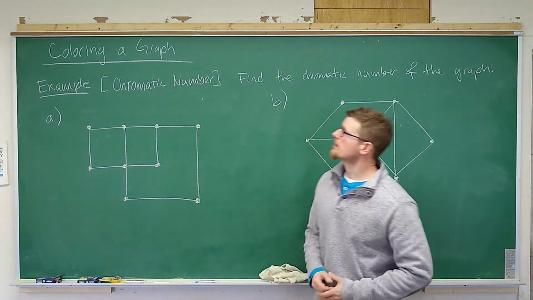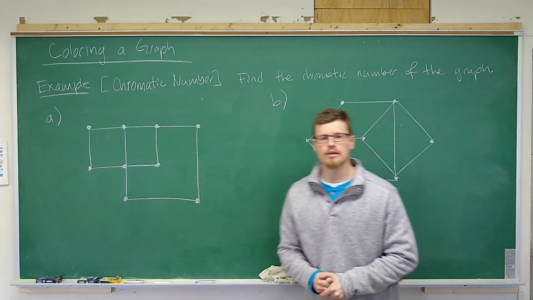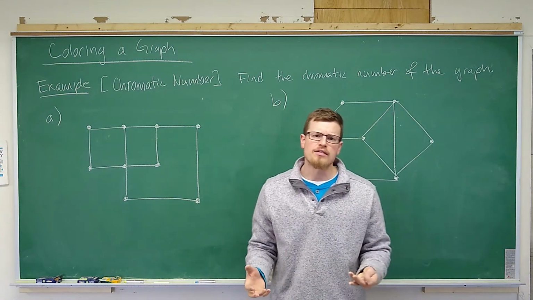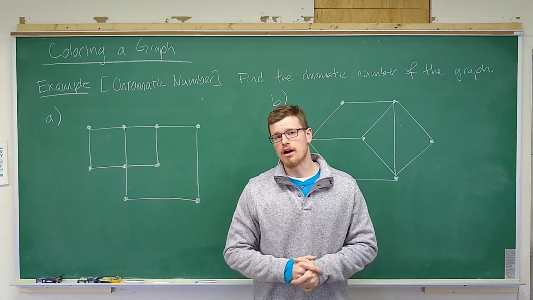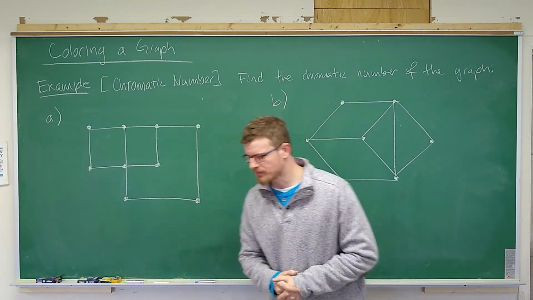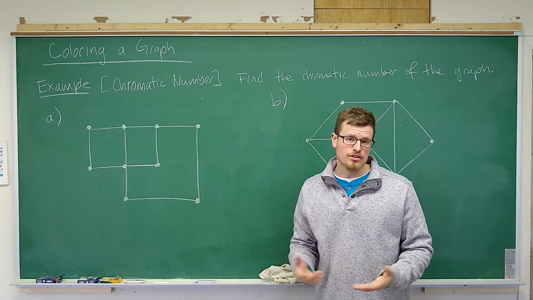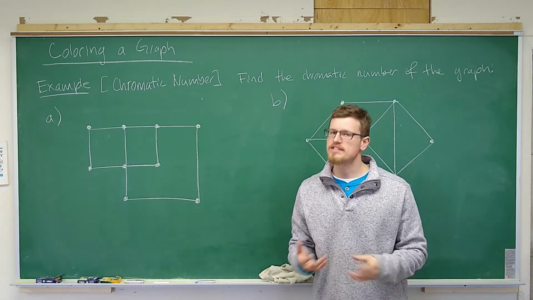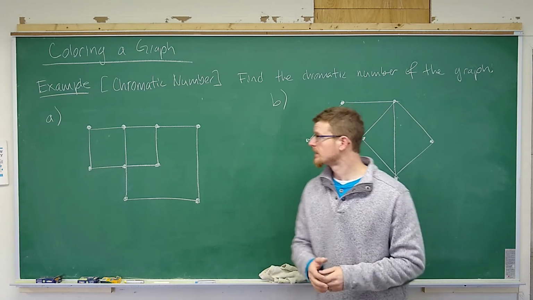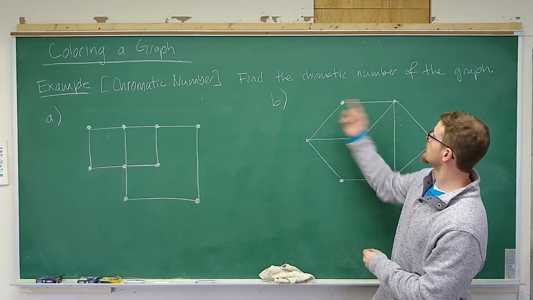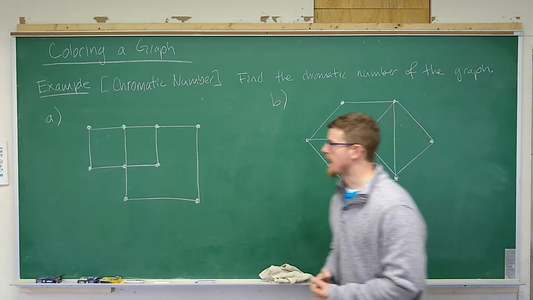We want to continue talking about coloring a graph. The chromatic number of a graph is the smallest number of colors that it can be colored with. So if a graph can be colored with n colors, but no fewer, then it's said to have chromatic number n. And that's what we want to determine here. We want to find the chromatic number of these graphs.